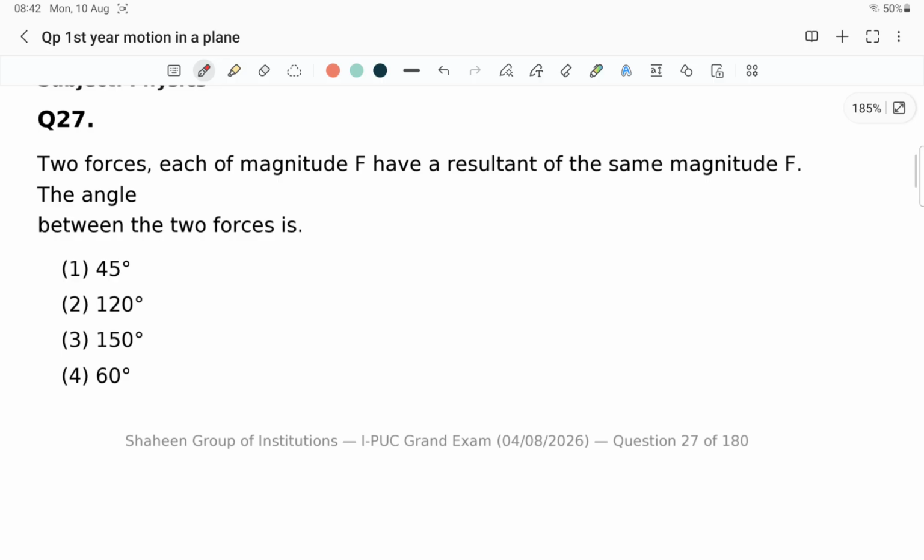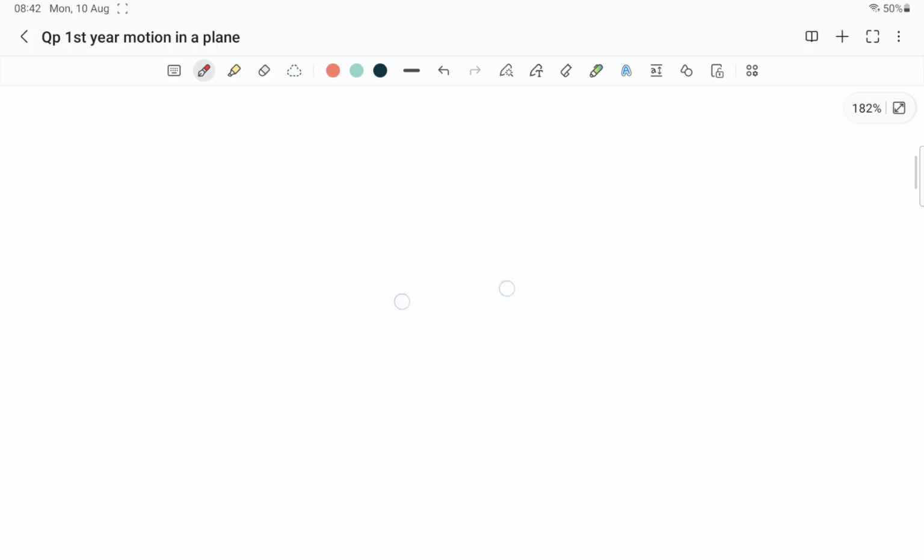Question number 27. Two forces each of magnitude f have a resultant of same magnitude f. The angle between the two forces is. So I think this we had done. Theta equals 120, I had given in the notes. When two forces each of magnitude f, two vectors having equal magnitude, have the resultant also equal to the same, then the angle between the forces is theta equals 120. I think we have done this in the class. Okay, let us move on to the next one.